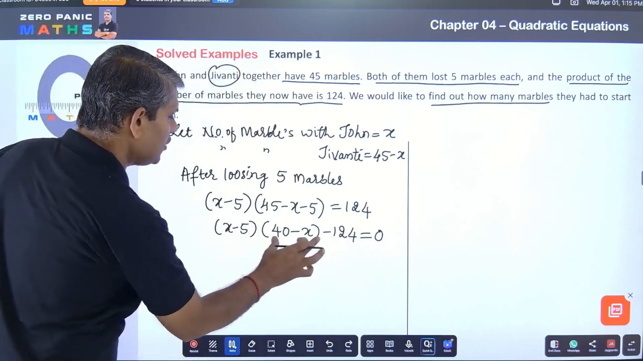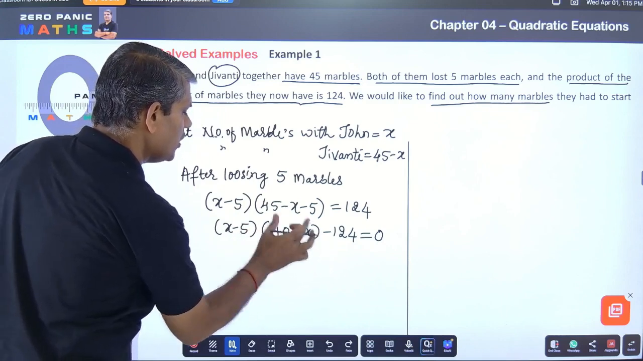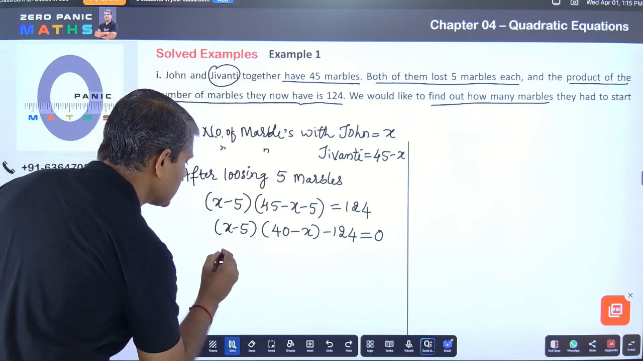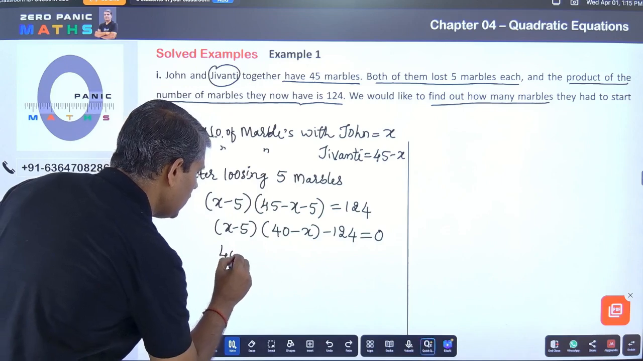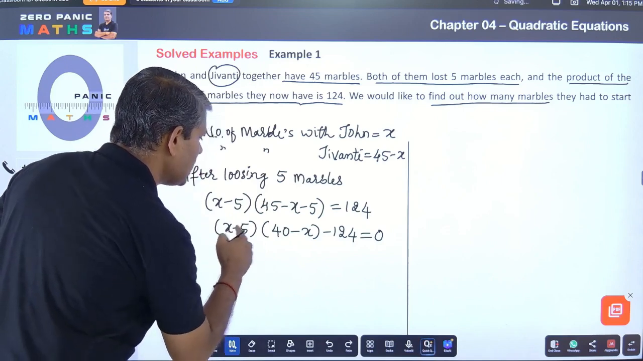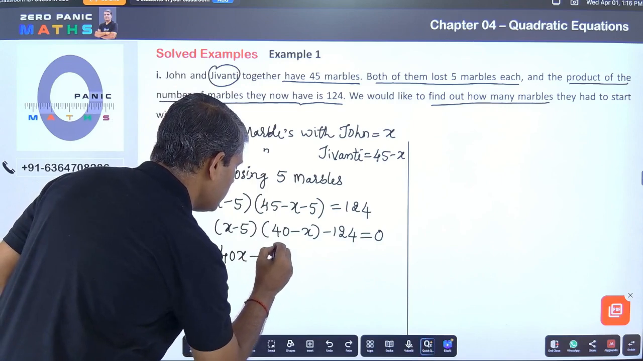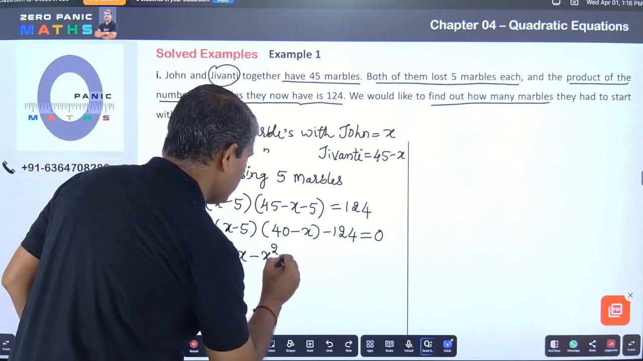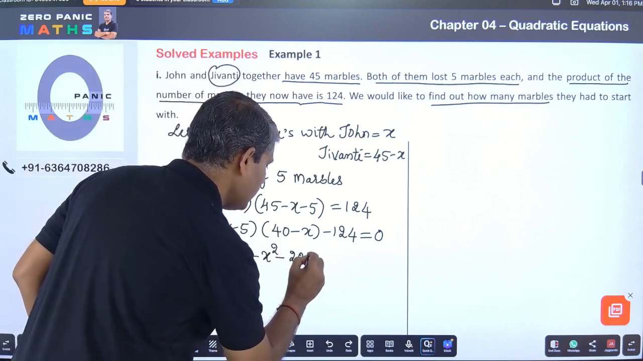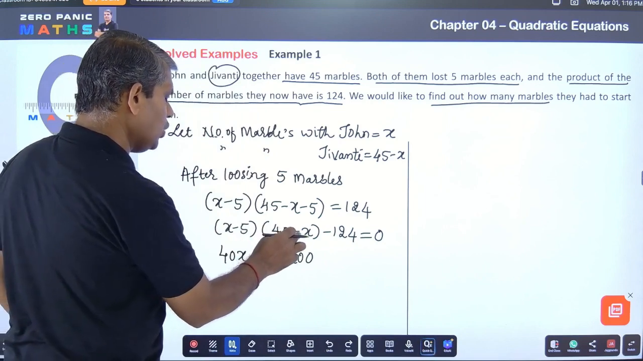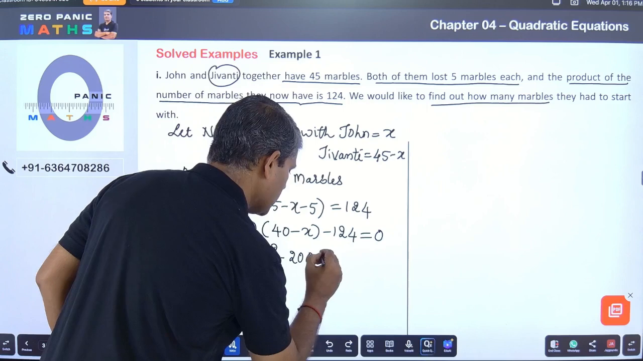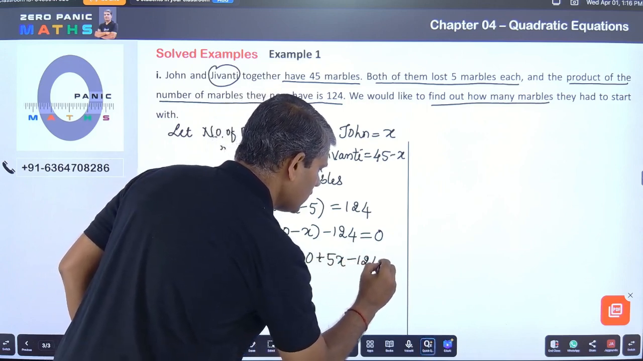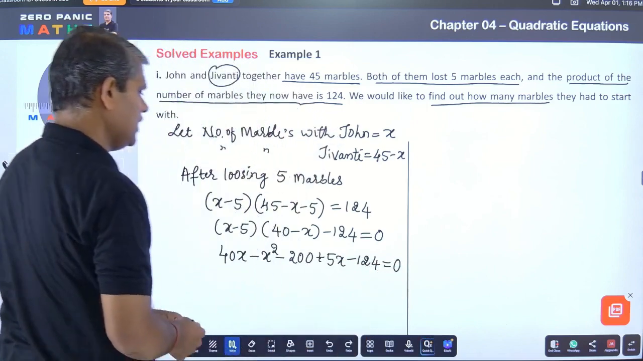Okay, now x into this one and minus 5 into this one. Let me first multiply x with 40 minus x. x with 40 will give me 40x. x into minus x will give me minus x square. Minus 5 into 40 will give me minus 200, right? Minus 5 into minus x will give me plus 5x, and minus 124 is equal to 0.